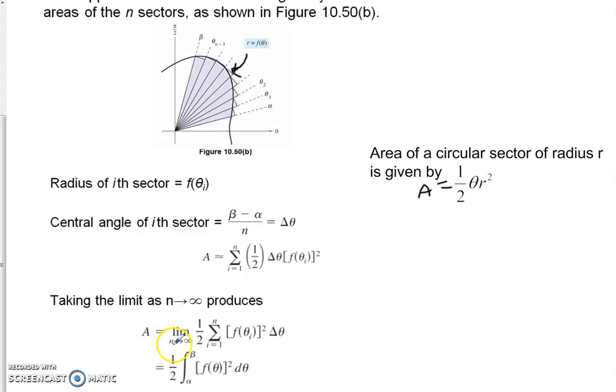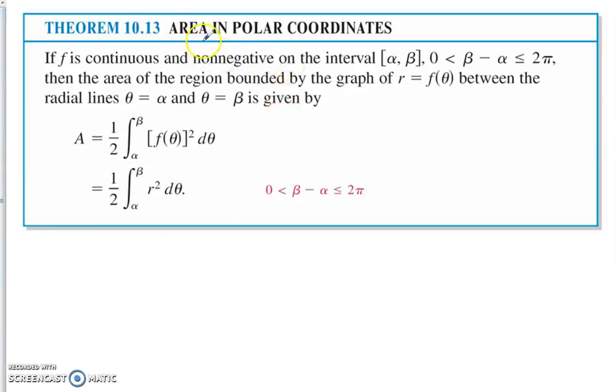We get this formula: A equals the limit as n goes to infinity of 1/2 times the sum as i goes from 1 to n of f of theta sub i squared times delta theta, which, if you recall what we've done before, will morph into this nice easy formula: 1/2 times the integral from alpha to beta of f of theta quantity squared. And of course we're integrating with respect to theta, which is where that delta theta comes into play. So this is a formula you're going to need to know. Maybe star it. In fact, here's the formula right here in theorem 10.13. f is continuous and non-negative on the interval from alpha to beta.